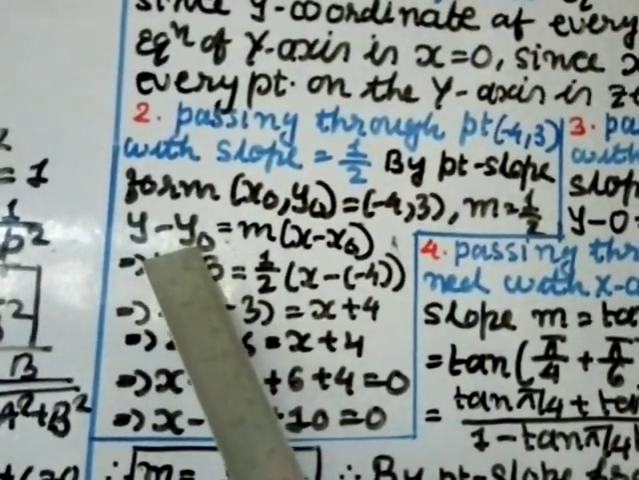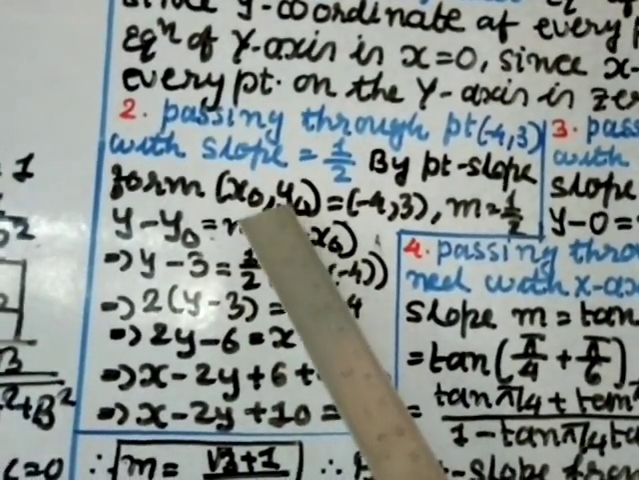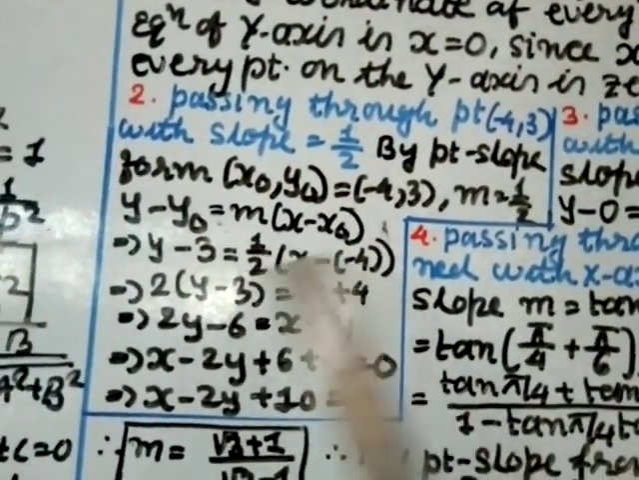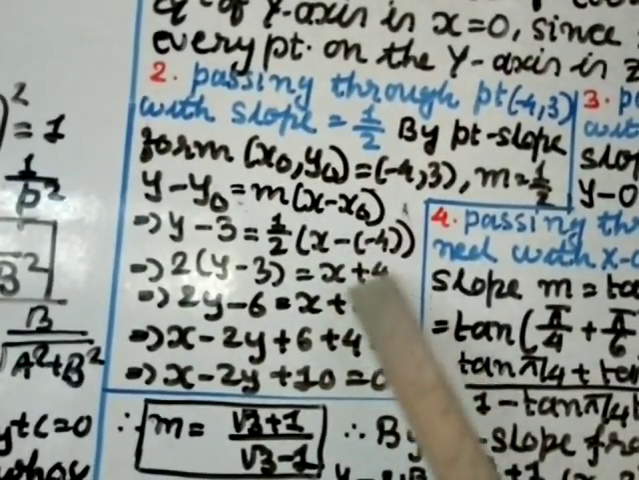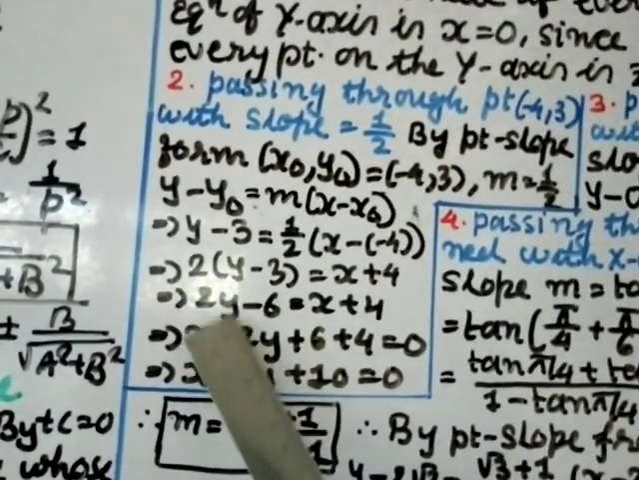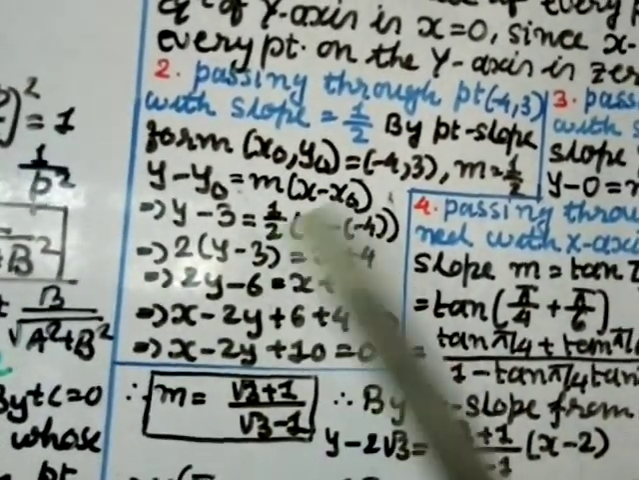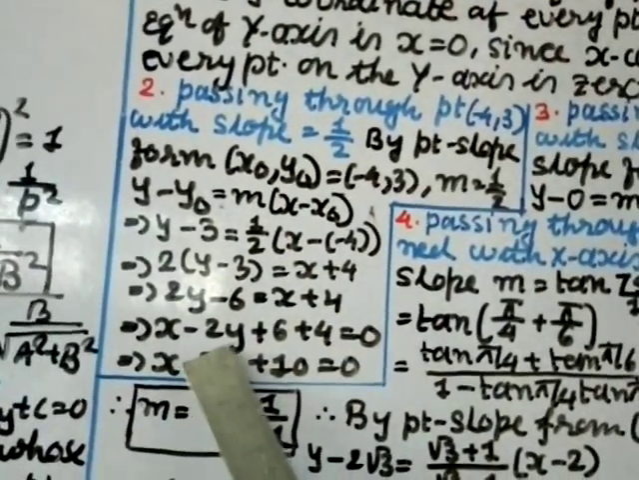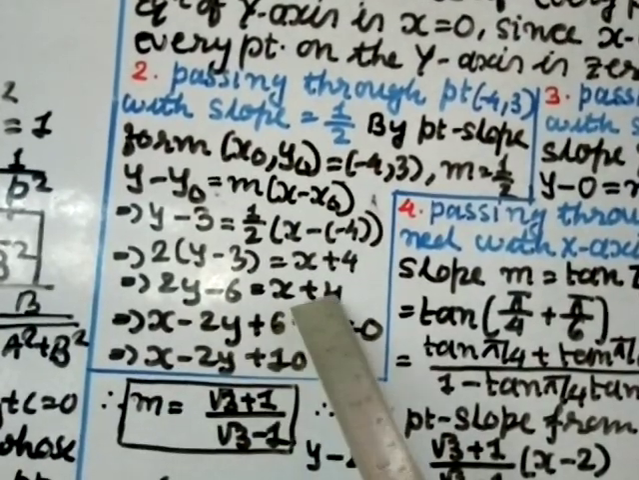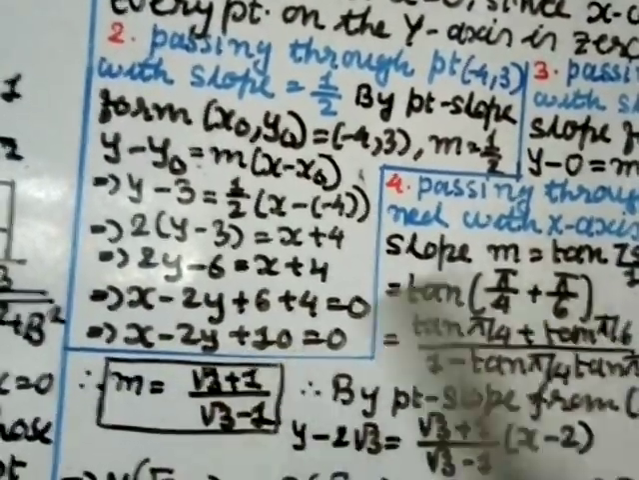So y minus y naught, y naught is 3, so y minus 3 equal to m, the slope 1/2, into x minus x naught, and x naught is -4, so minus of -4. Transfer this 2 here and multiply: 2 into y minus 3 equal to x plus 4. Multiplying inside, 2y minus 6 equal to x plus 4. Transfer this over here. Usually we keep x positive, so x minus 2y plus 6 plus 4 equal to 0. So x minus 2y plus 10 equal to 0. This is the required equation of the line.